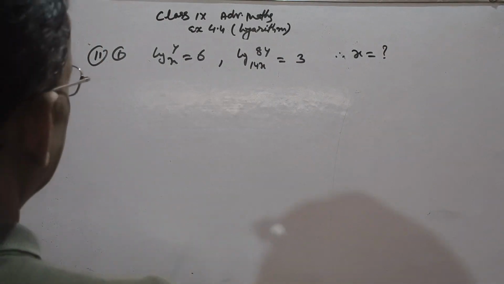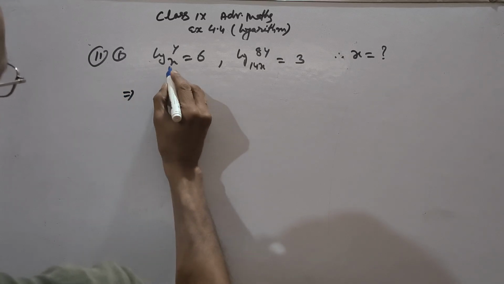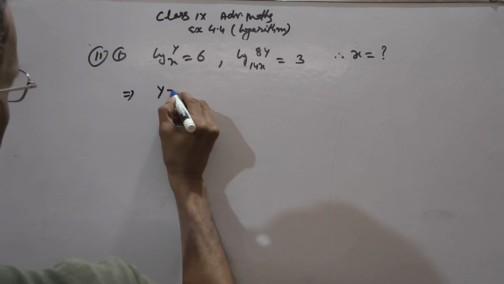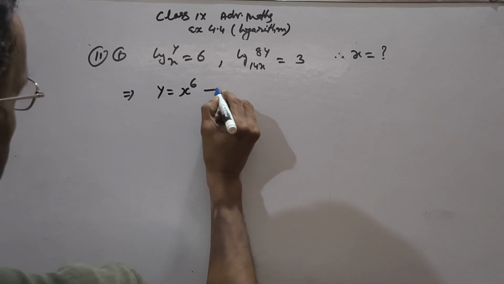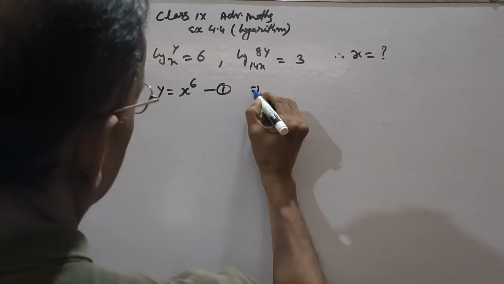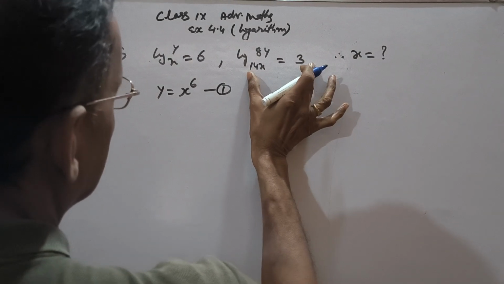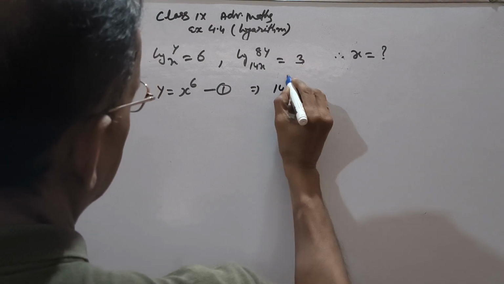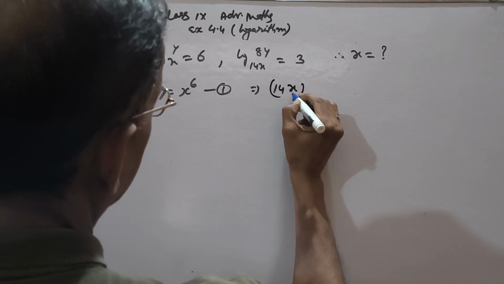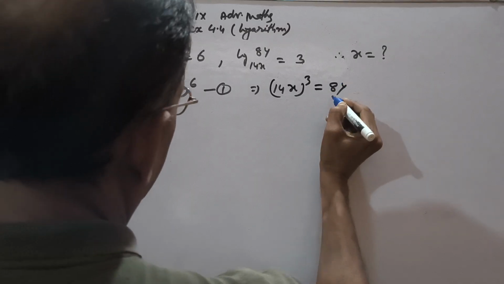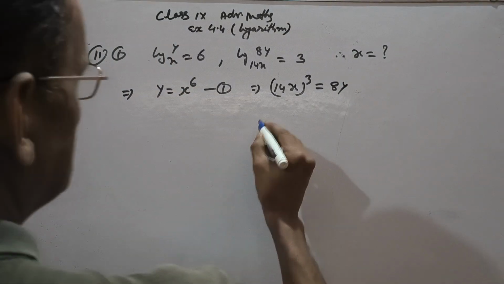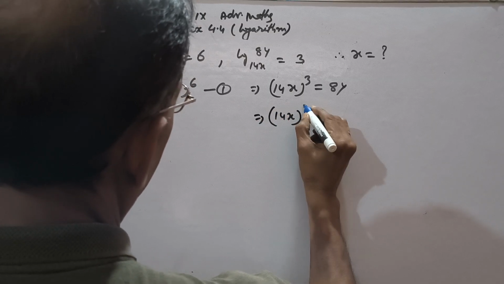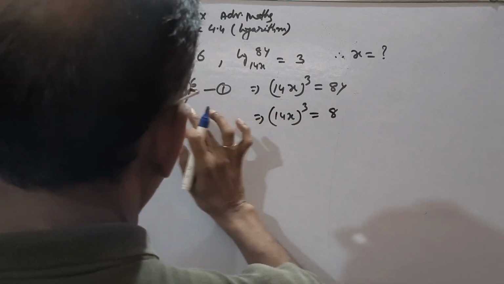Two conditions are given. So from the first condition, what will we get? Remove the log, convert to exponential form, y equal to x to the power 6. And from the second, when you express in exponential form, these two interchange, no? 14x whole cube equal to 8y. Understood? So continue from here. This is 14x whole cube equal to 8 times y. And what is y equal to?